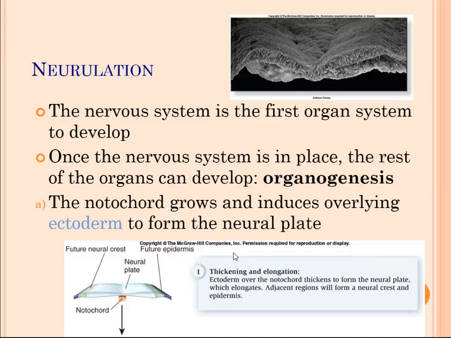Now, the next thing that's going to happen is neurulation, and this is going to be the nervous system. Now, the nervous system, even though the digestive tube is beginning to form and is really the first thing that starts forming, the nervous system is actually the first system to develop, and that's because it's going to control everything else, right? And the formation of this is called neurulation. And neurulation, that formation of the nervous system, is required to develop the rest of the organs, and that's called organogenesis, okay? Now, the notochord is going to be the key factor in here, okay?